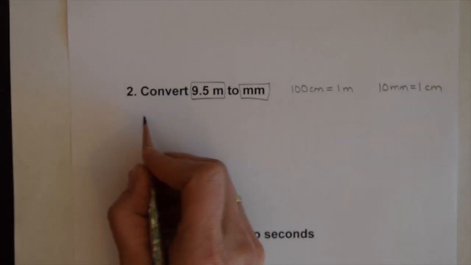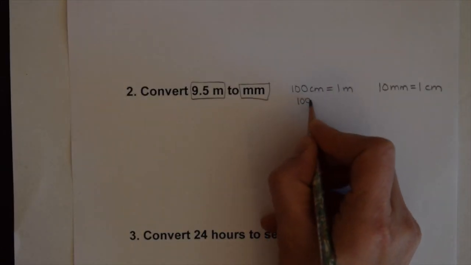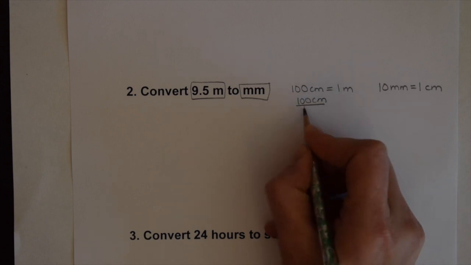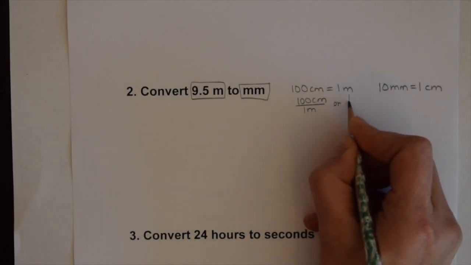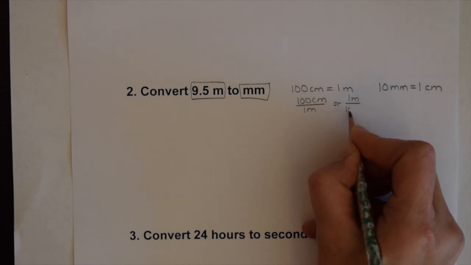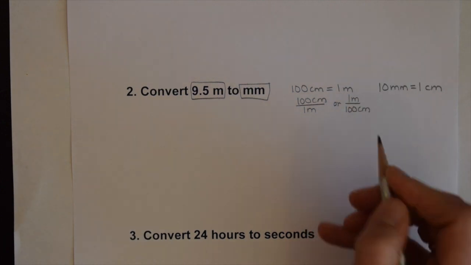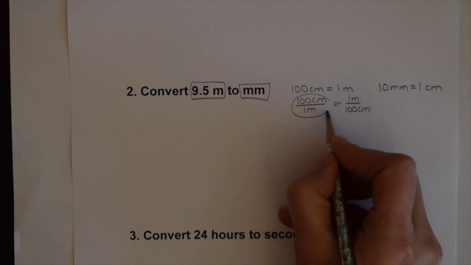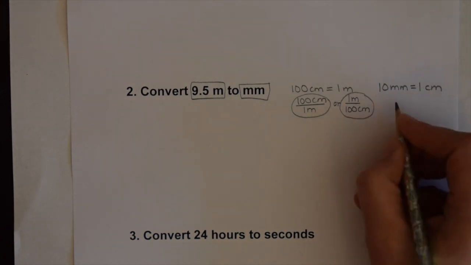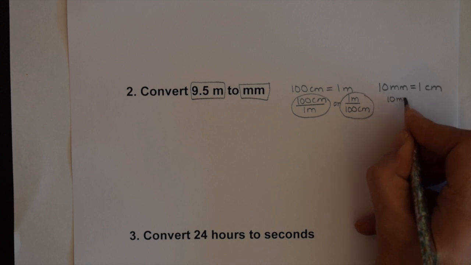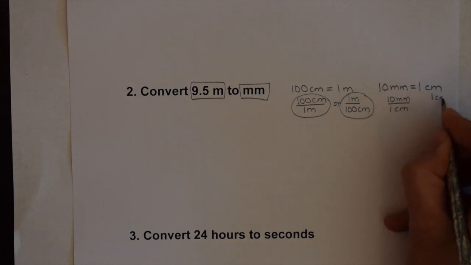I know I can write some conversion factors here. I can write 100 centimeters over 1 meter, or I could write 1 meter over 100 centimeters, and that gives me 2 options. Then using millimeters and centimeters, I can write 10 millimeters over 1 centimeter, or 1 centimeter over 10 millimeters. So 2 choices there.